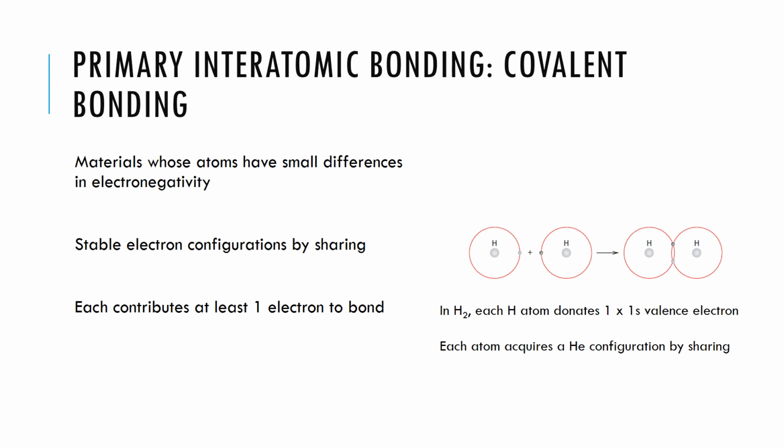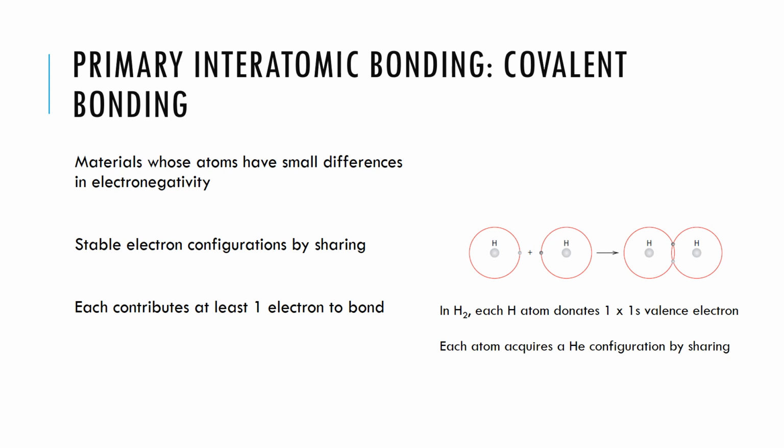So what about a covalent bond then? Well, these bonds tend to form when the atoms in these materials have very small differences in electronegativity. So think about the previous case with an ionic bond. We were talking about sodium and chlorine. Well, sodium and chlorine have very, very high differences in electronegativity. Chlorine is a very electronegative element, whilst sodium is a very electropositive element. But covalent bonds tend to happen when you've got atoms with very small differences in electronegativity.